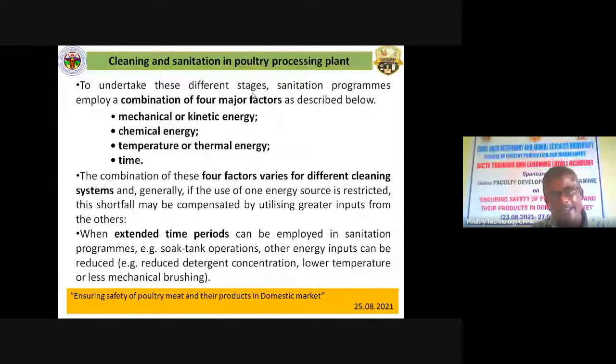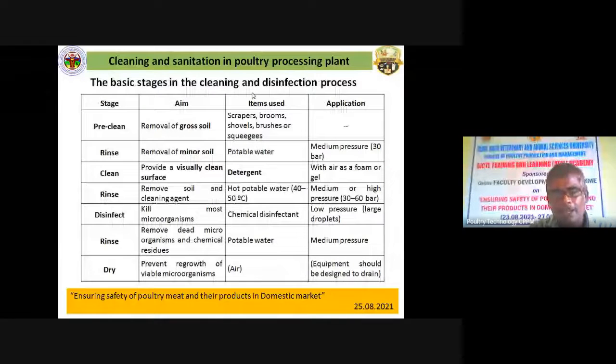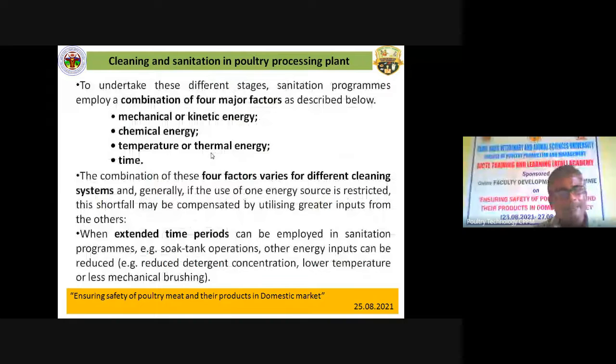So, then the second one is chemical energy. In this case, we are using detergents or some disinfectants that come under chemical energy. The concentration and the suitable cleaning and sanitizing agent are considered under the chemical energy category. Then the temperature and thermal energy.